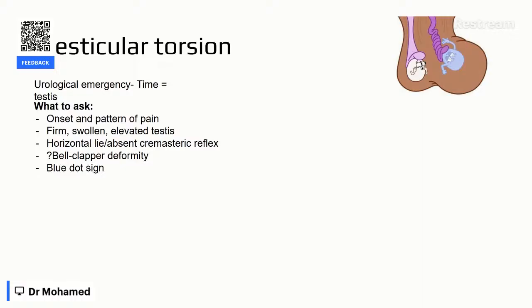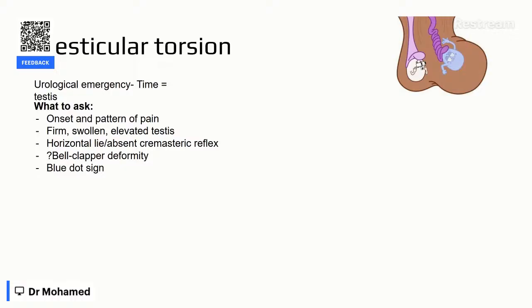A lot of patients with torsion will have an underlying deformity called a bell clapper deformity. So it's not something that they would necessarily pick up on earlier in life, but what it is, when the tunica vaginalis has an abnormally high attachment to the spermatic cord, it essentially predisposes people to an intravaginal torsion, which is the most common type of torsion in anyone who's not a neonate.